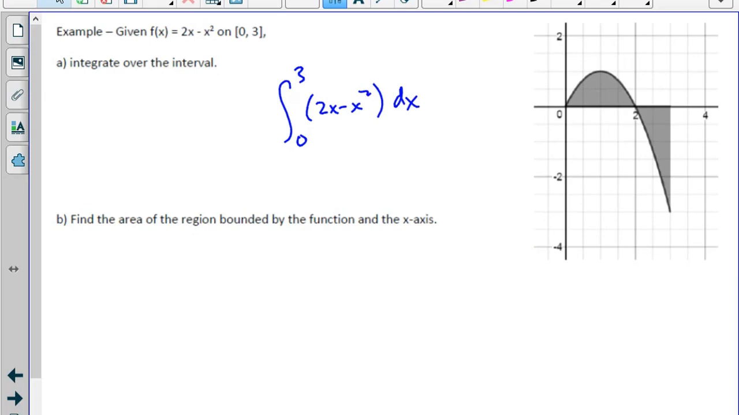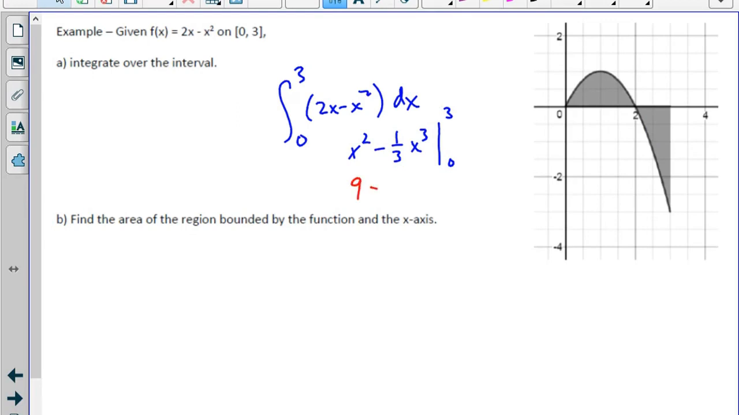However, it's not technically finding this area, it's finding some sort of signed area. So essentially anything that's underneath ends up being negative. So we'll talk about that as we get there. So what we're going to do is take the integral. An antiderivative of this is x squared minus 1/3 x cubed. We're going to evaluate that from 0 to 3.